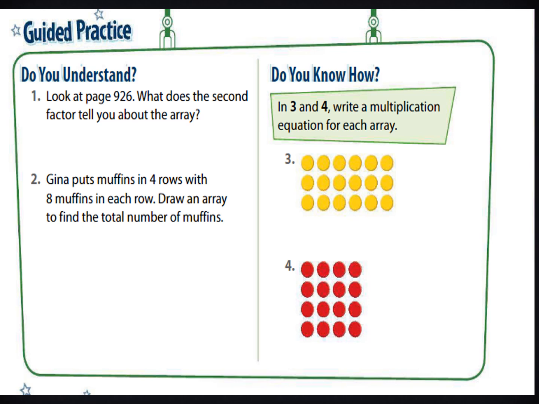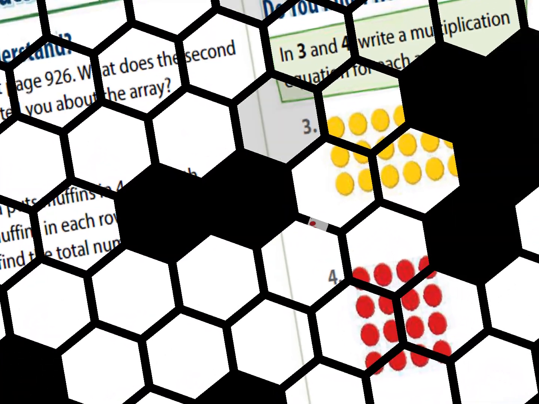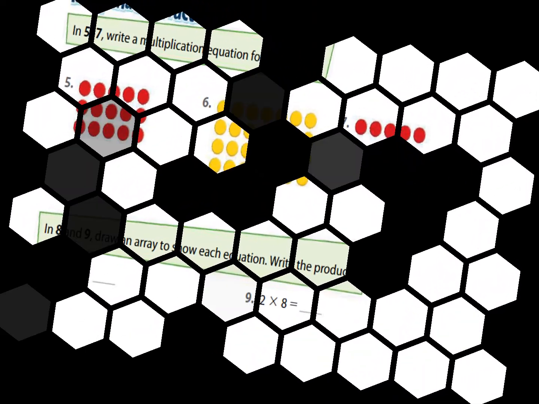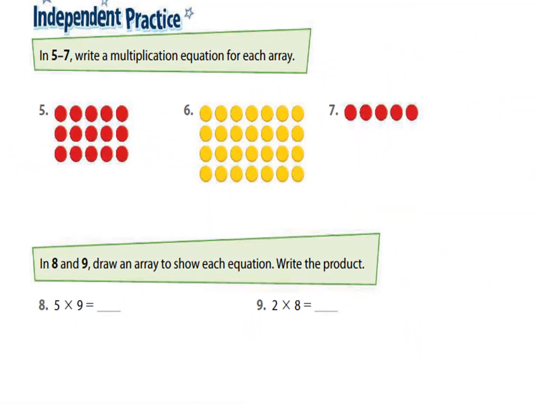In questions 3 and 4, write a multiplication equation for each array. Count the number of rows, multiply by the number of columns, and write the equation. To find the product, count all counters. After that, write. Also, you can use repeated addition to find the product. You can add by rows or add by columns. Write a multiplication equation for each array.